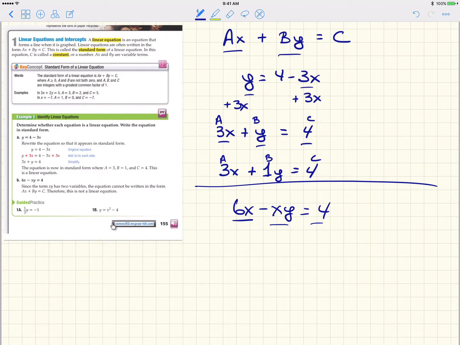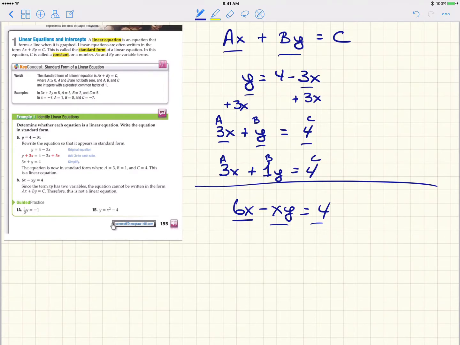All right, and if you don't believe me, go ahead and try. Try to get the x's together. Try to get some constant value times x minus some constant value times y equals some other constant value 4. Can't do it, right? So this equation does not describe a linear equation. It describes some other kind of equation, just not a linear equation. So hopefully that makes sense.